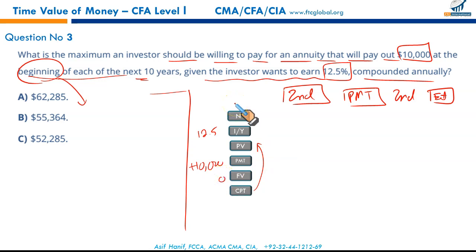Now this is something that you have to take care. Maximum investor should be willing to pay for an annuity that will pay 10,000 at the beginning of each of the next 10 years, given the investor wants to earn 12.5% compounded annually. 10 periods, 12.5% interest. Plug in the numbers and you will get your results straight away.